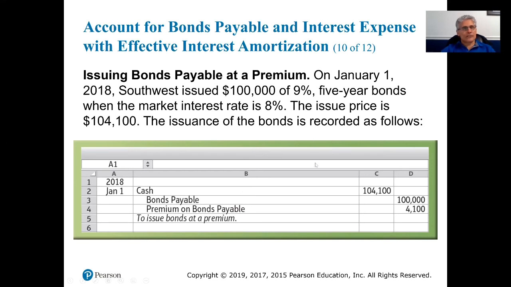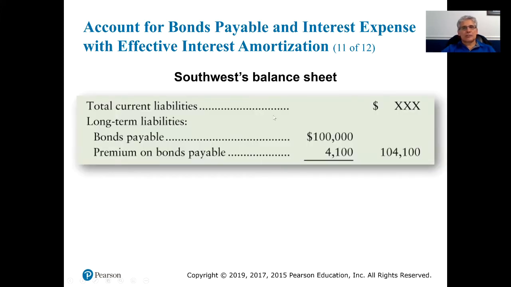We're going to record the issuance just like we had done before. Cash coming in is $104,100. Bond payable is going to be credited at the par value of $100,000. The premium, however, is going to be recognized as an additional liability, premium on bond payable, for $4,100. So the balance sheet is going to show the bond payable, that's the face value, and then a premium on bond payable, which will increase the amount of the liability so that the carrying value is actually higher than the bond payable.